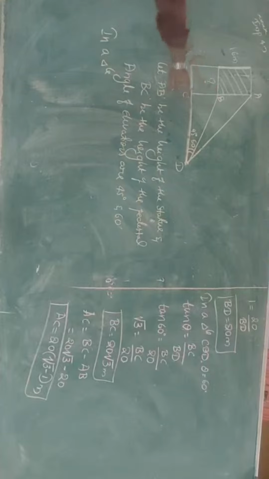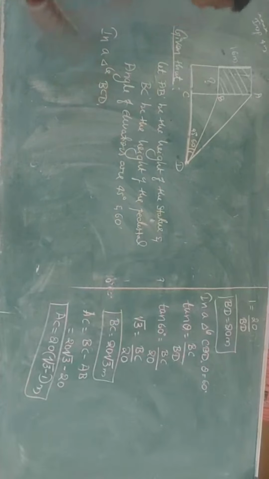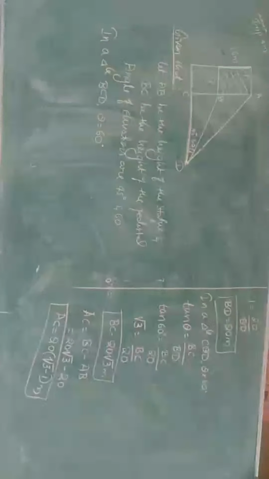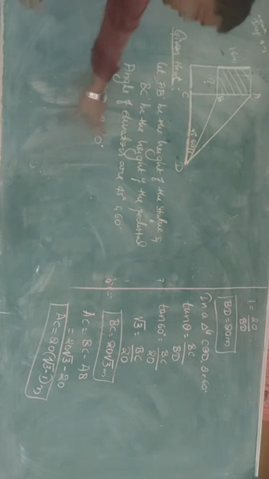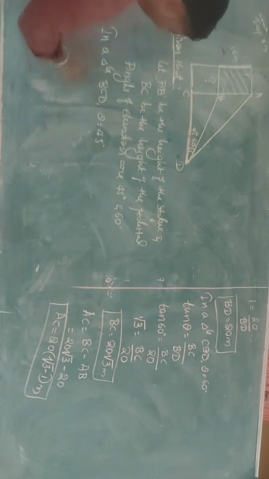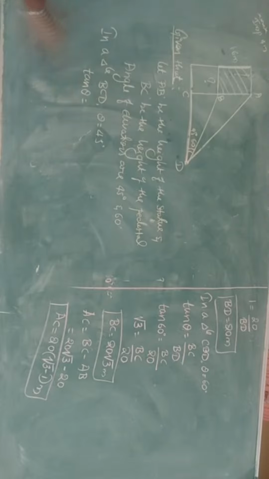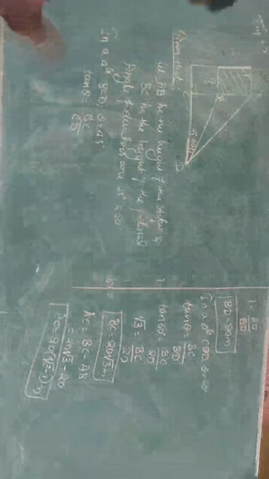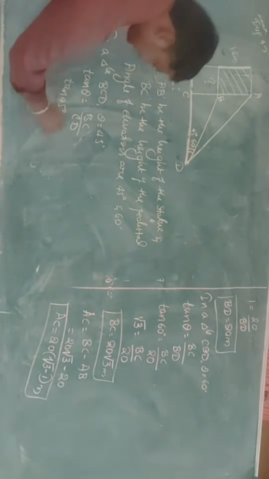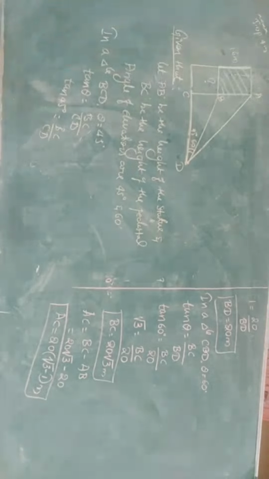In triangle BCD, theta is equal to 45 degrees. Sorry, 45 degrees, not 60. So tan theta, how do you define tan? Tan ratio is opposite upon adjacent, that is BC upon CD. So tan 45 degrees is equal to BC upon CD. BC we don't know, and CD also we don't know.